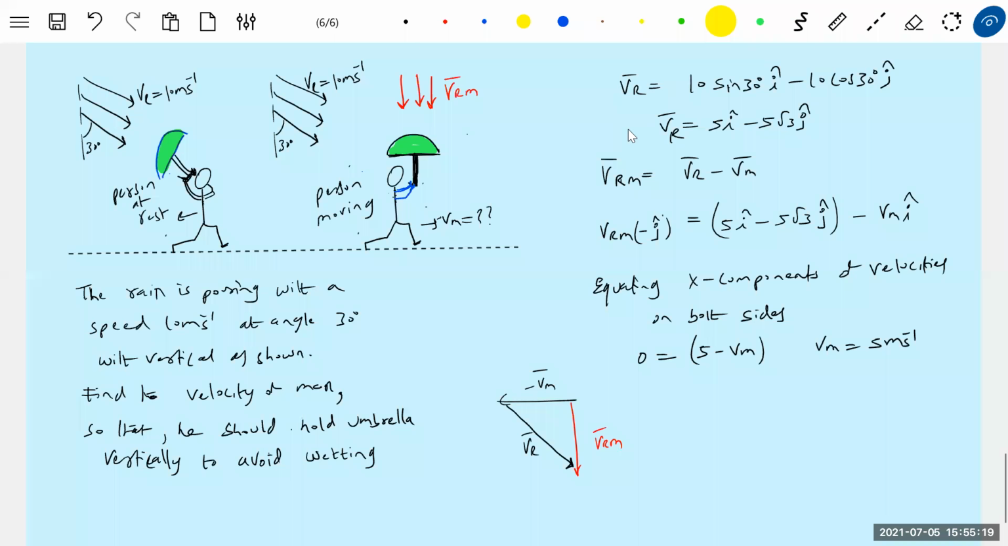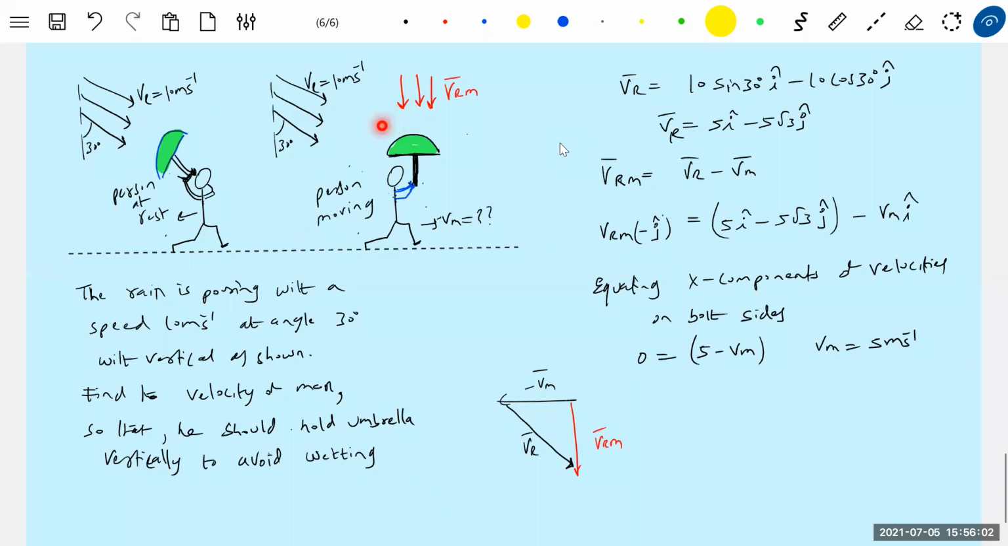Sir, which raindrops? There are two raindrops, black color, red color. Which raindrops? There are no two raindrops. This is raining. When you move, the rain appears in a different direction. Don't think that there are two raindrops. When it's moving, this will come; when it's at rest, this will come. The rain is falling like this only. When you move, the same raindrops will come and strike you vertically. Sir, how will raindrops change their direction with respect to ground? They don't change. VRM bar will change.